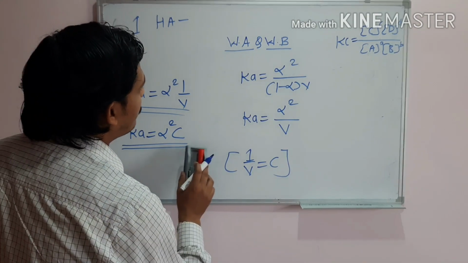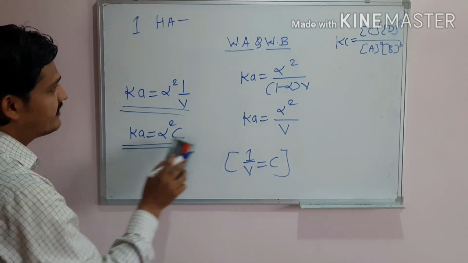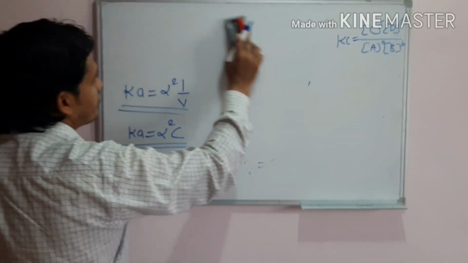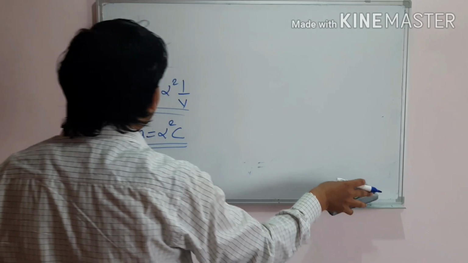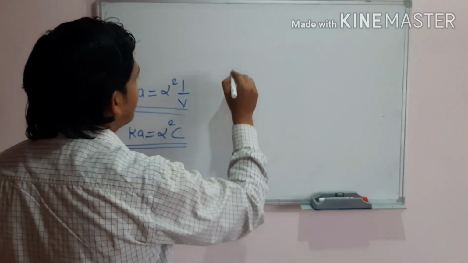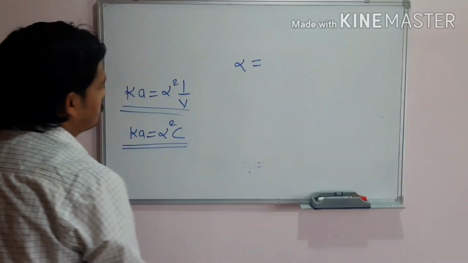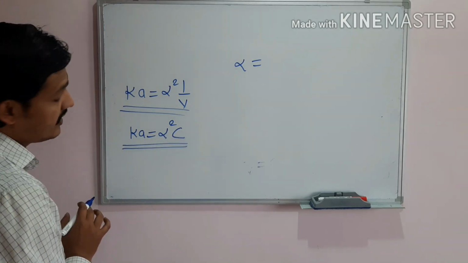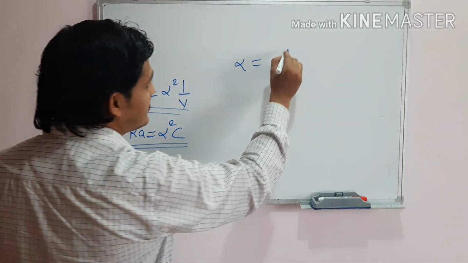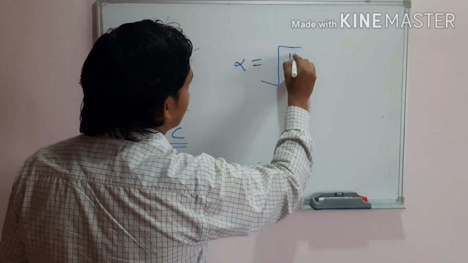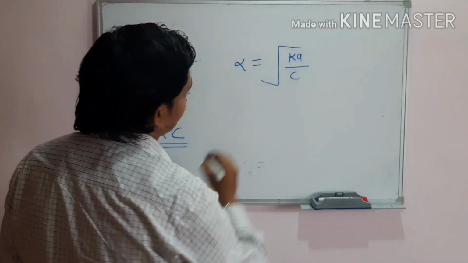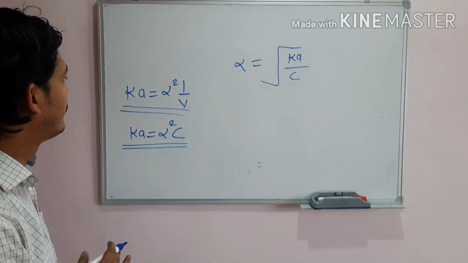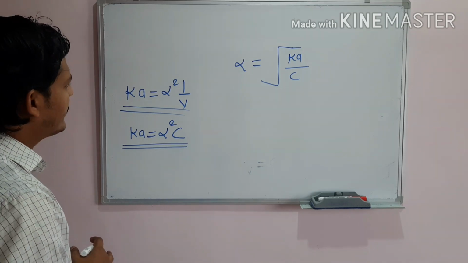So now this is our final step and one more step is remaining. I am erasing that. So Ka is equal to alpha square C. Then alpha is equal to under root Ka divided by C.